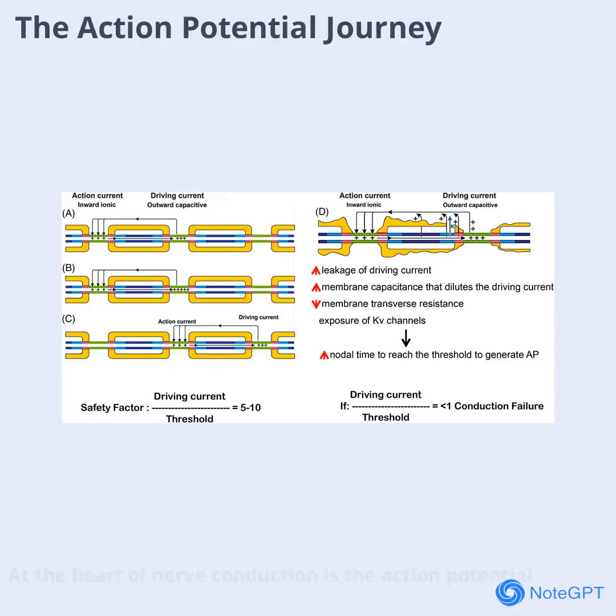At the heart of nerve conduction is the action potential, a rapid electrical signal generated at the axon's initial segment. In myelinated fibers, this signal jumps from one node of Ranvier to the next, a process called saltatory conduction. Here, voltage-gated sodium channels open, allowing positive ions to rush in and trigger the next segment. Speed and reliability of this process depend on several factors: the diameter of the nerve fiber, the thickness of the myelin sheath, and the length between nodes.